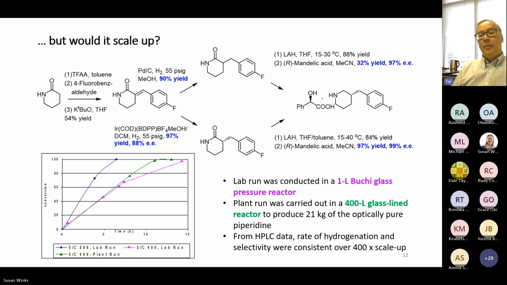So, we did a lot of optimization in a 1 liter pressure reactor, which is shown in the purple line. And then because we don't have any equipment in between, the scale was actually 400 times, to a 400 liter glass-lined reactor in the green line. So, both of them actually match up pretty well. So, we can conclude the scale up was relatively successful, and we made 21 kilos of the optically pure piperidine. Next, please.